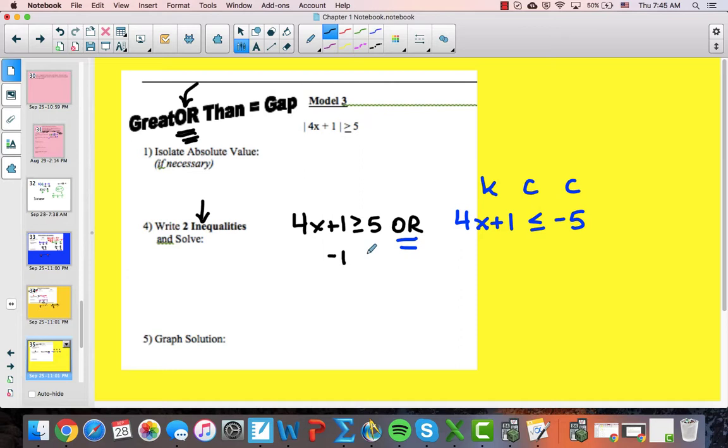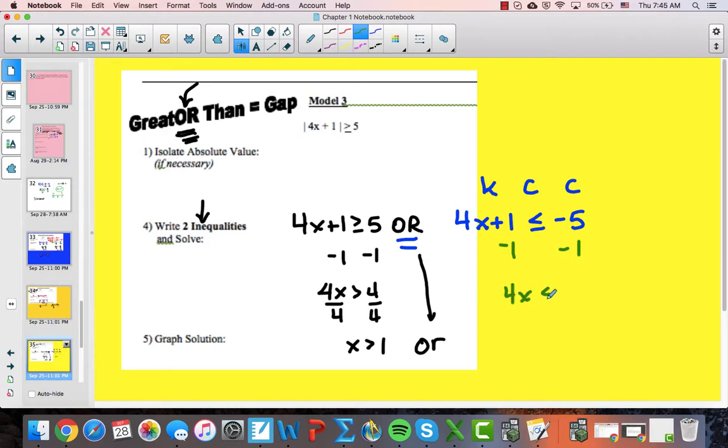So we subtract 1 on both sides. So we get 4x is greater than 4, and then we divide by 4, and we get x is greater than 1, or. The or comes with me. It is part of my solution. I subtract 1 in the other inequality. I get 4x is less than or equal to negative 6. I'm sorry, it's less than or equal to negative 6. We divide by 4, and we get x is less than or equal to negative 3/2.